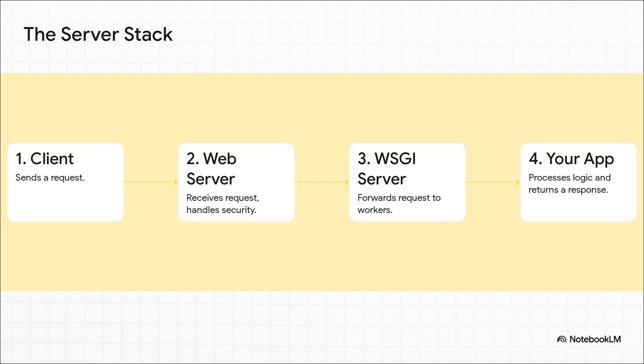Then it passes the request to the WSGI server, Gunicorn, which is like the manager. Gunicorn oversees a team of workers which are all running copies of your app. Your app does its thing, processes the request, and sends the answer all the way back down the line.